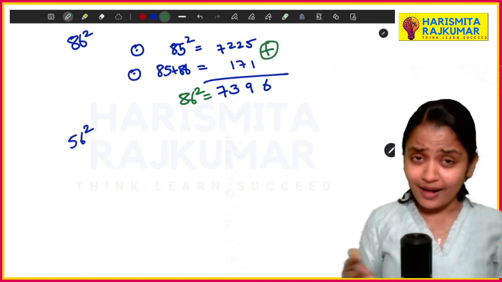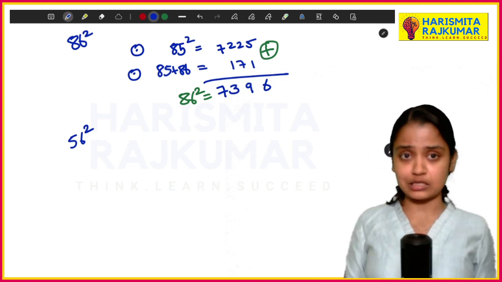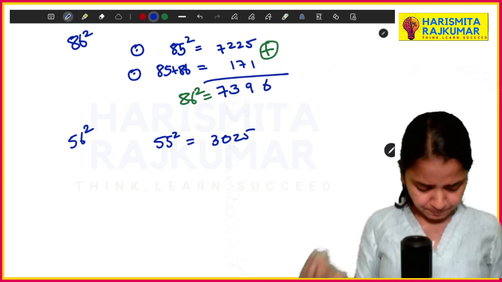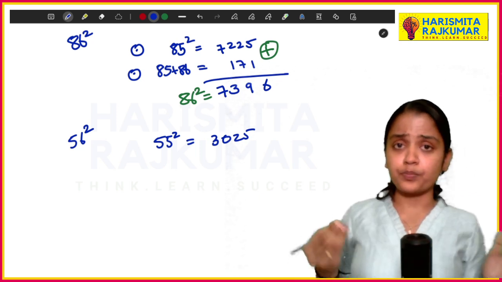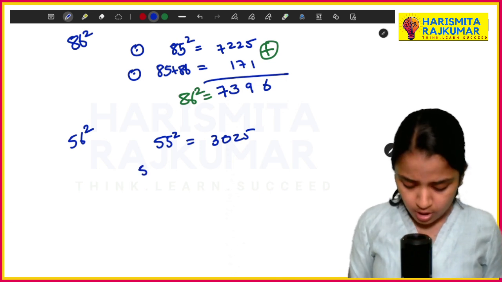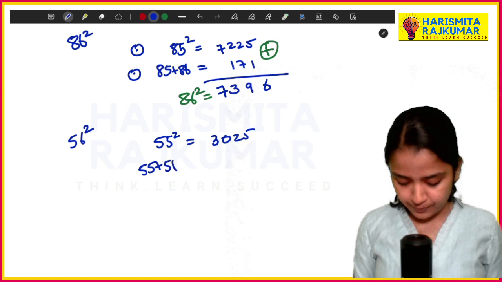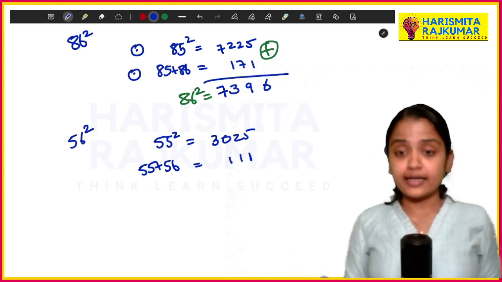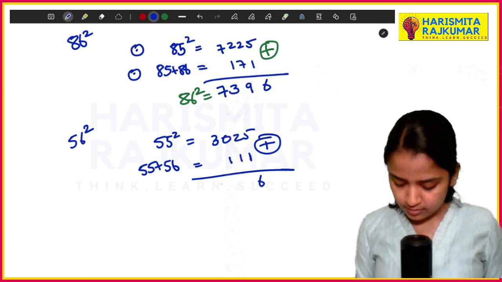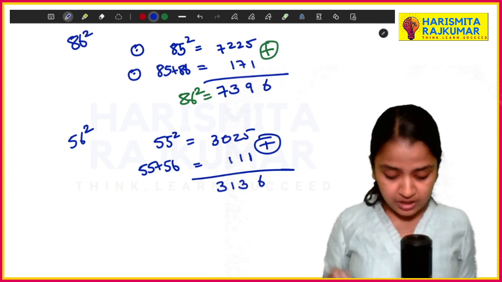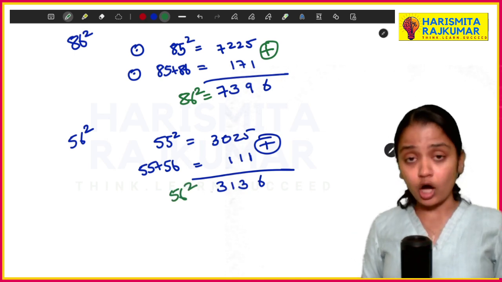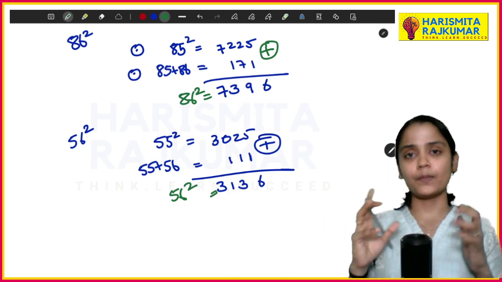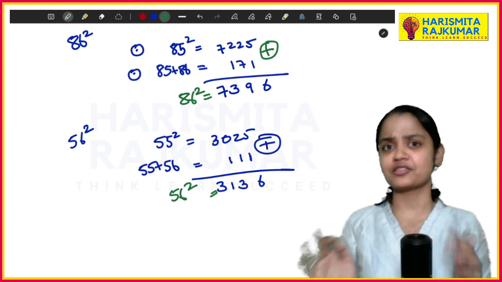For 56 square, again, what is the process? I have to take the predecessor square, which is 55 square: 25, and 5 sixes are 30, so 3025. Then I have to add the predecessor and the number itself, 55 plus 56, which is 111. Adding it, I'm getting 3136. So 3136 is the answer of 56 square. If you have any doubts, kindly check it through the exact multiplication method. You'll get the exact answer I'm telling.